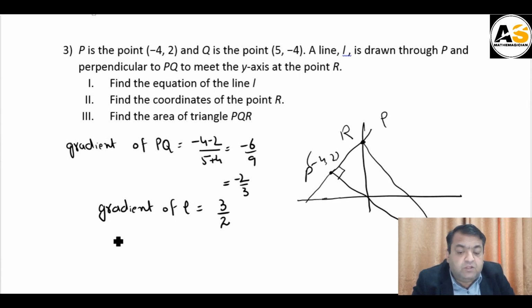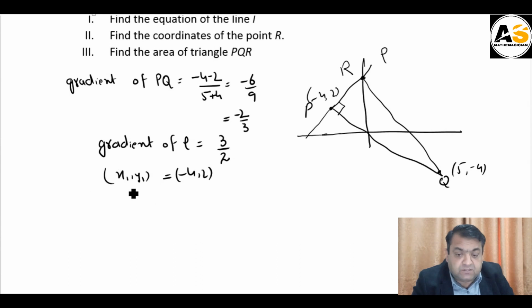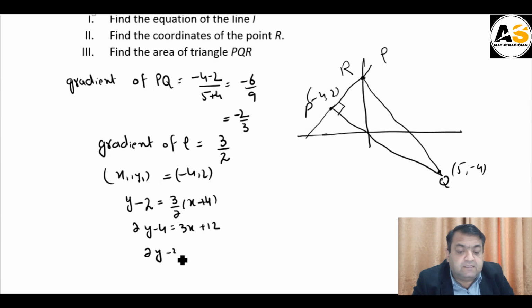And the L line passes through which point? Minus 4, 2, point P. So we will find its equation using gradient point form: y minus y1 is equal to m into x minus x1. This will make it positive. 2y minus 4 is equal to 3x plus 12. 2y minus 3x is equal to 16. This is the answer to the first part.